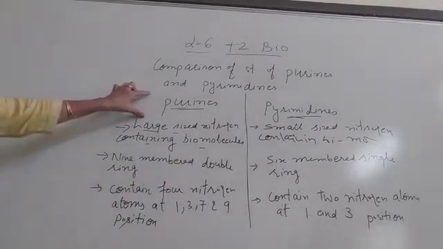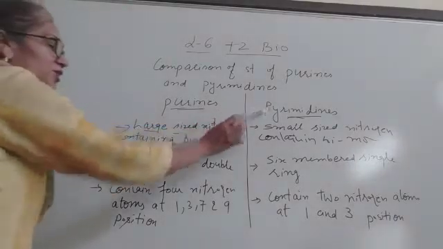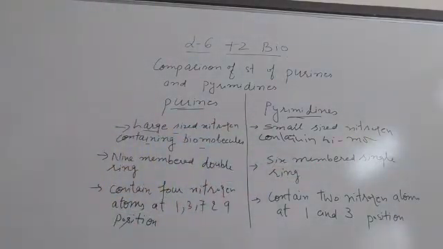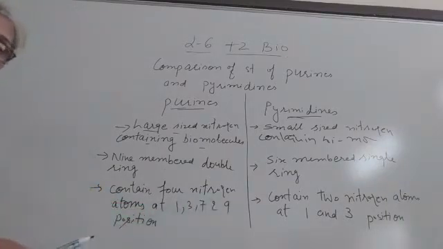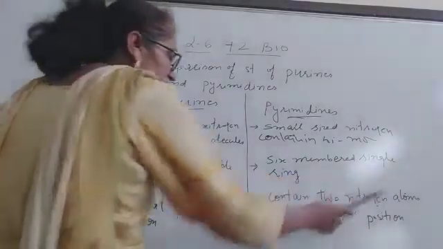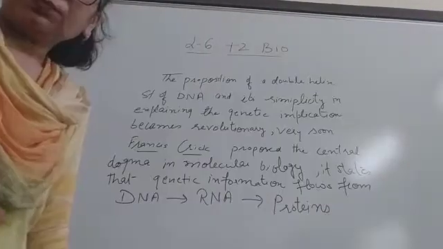If we talk about the purines, it is a 9-membered double ring. But in case of pyrimidines, it is only a 6-membered single ring. And the third difference is, purines contain 4 nitrogen atoms at the 1st, 3rd, 7th and 9th positions. But if we see the pyrimidines, they contain 2 nitrogen atoms at the 1st and 3rd positions.